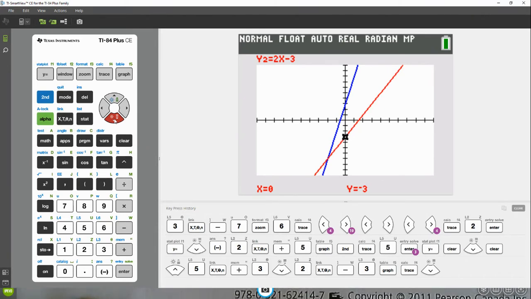So I'm not going to sketch these for you just because it does take a long time and I don't want this video to take too long. But you can take a look at my sketches in the answer key.